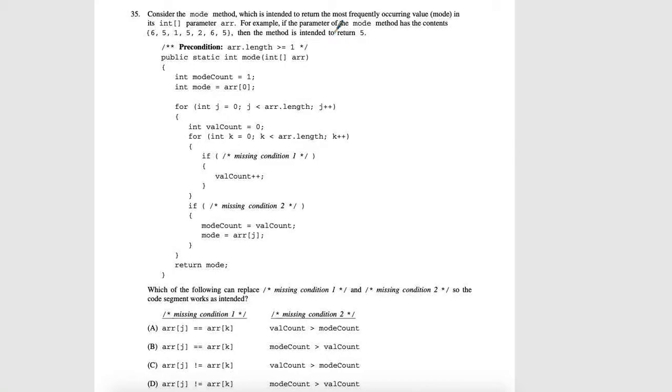35. So this is a method which is intended to return the mode of an array of ints. So in the example we're given, the method will return 5 because 5 is the most common number. So we have to decide what will replace the code in here and in here to give us a working method.